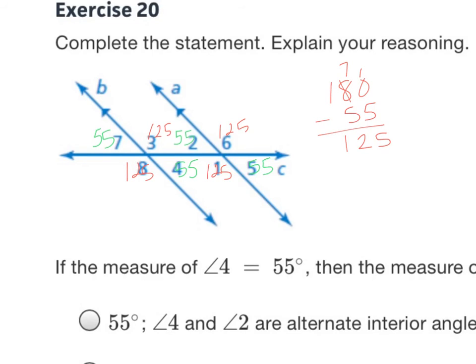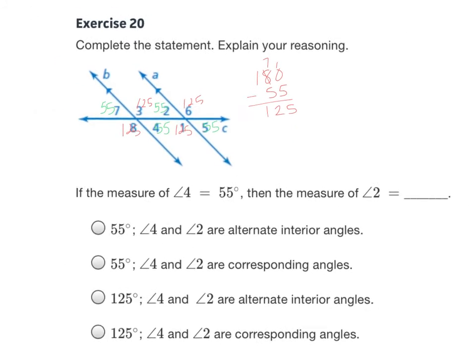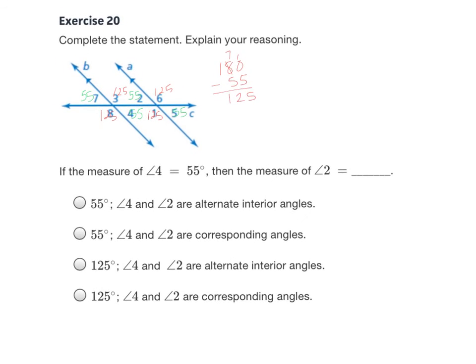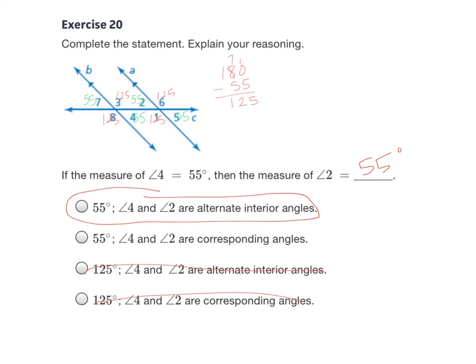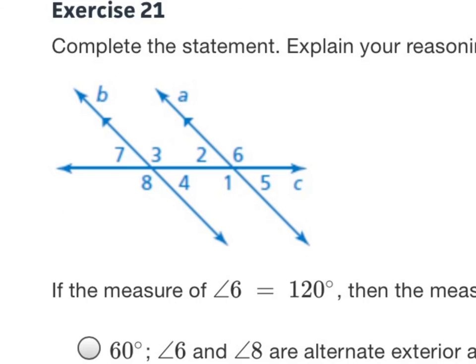So now let's answer the question. Then the measure of angle 2 is 55 degrees. That means that we can get rid of these guys. 4 and 2 are alternate interior angles, and they are alternate interiors. They're on opposite sides of the transversal, and they are interior. 4 and 2 are corresponding. They're not in the same position. So there is your answer.